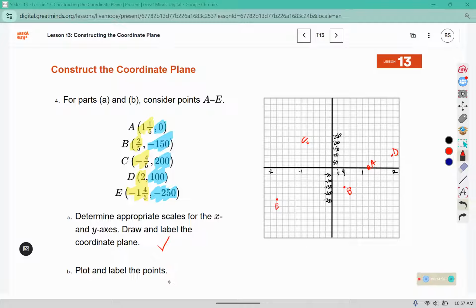And you can just check off that we did both of those tasks. These are plotted and labeled. We've drawn our axes, and we've labeled the numbers. You might also say this is the x-axis and this is the y-axis, just in case you need to remember.